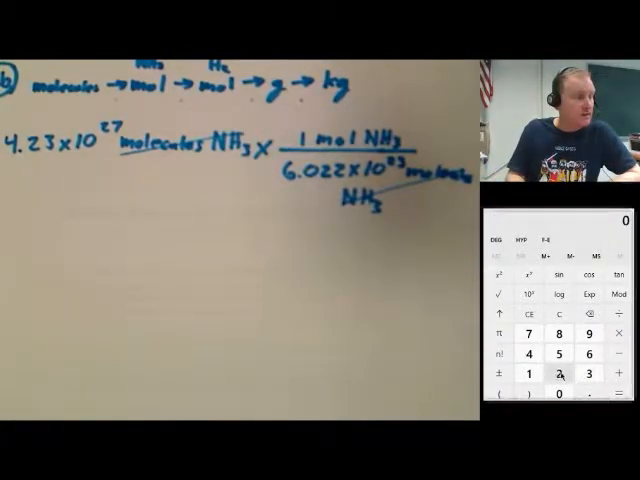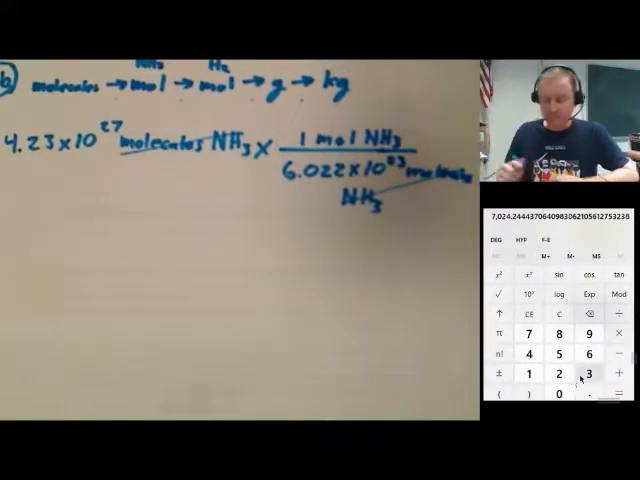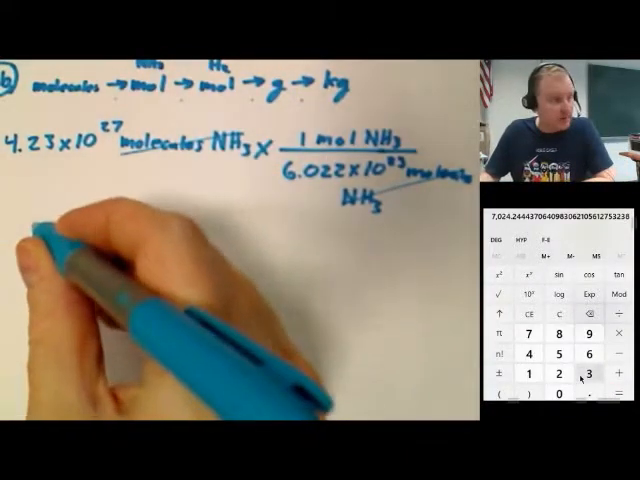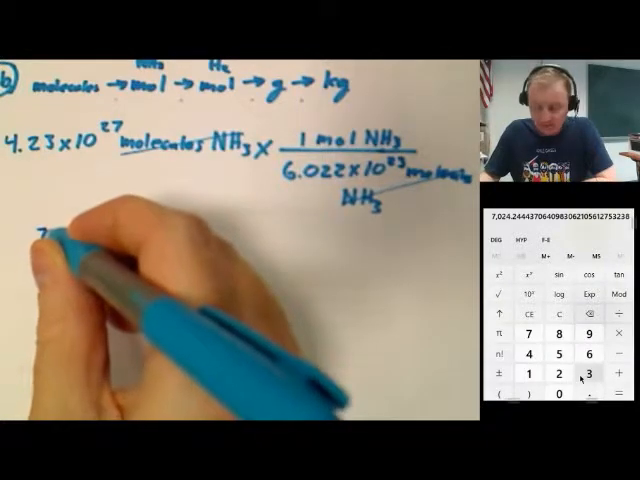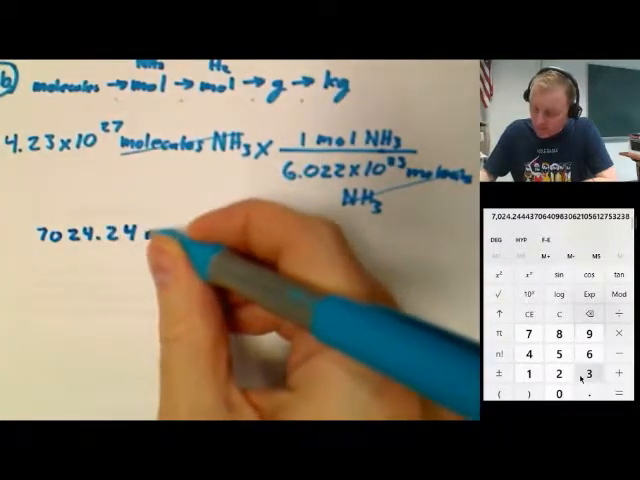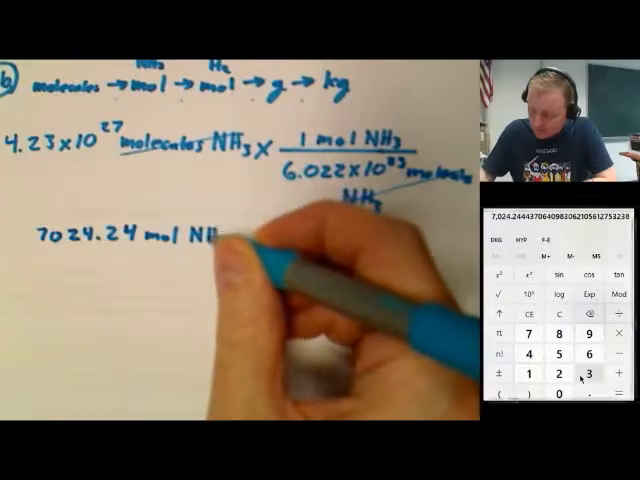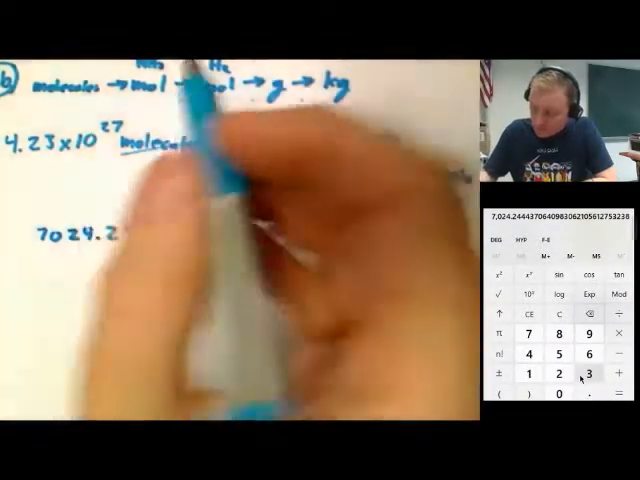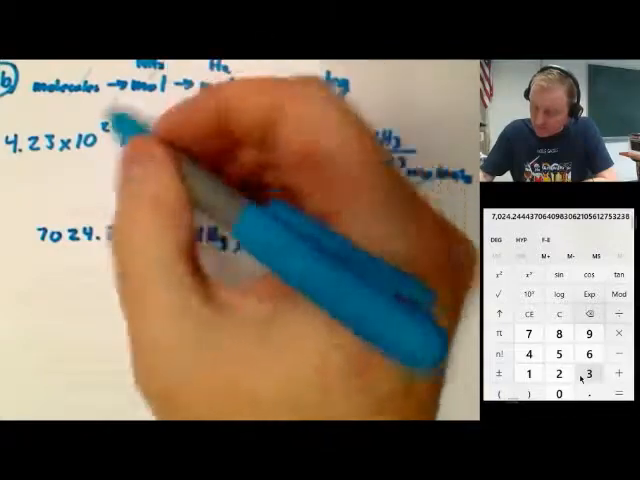This calculator enters things a lot differently than most scientific calculators. I've got to put this 27 exponent first, times 4.23, divided by 23 exponent, divided by 6.022, equals. So at this point, I have 7,024.24 moles of ammonia. I got out of molecules, I'm in moles of ammonia.